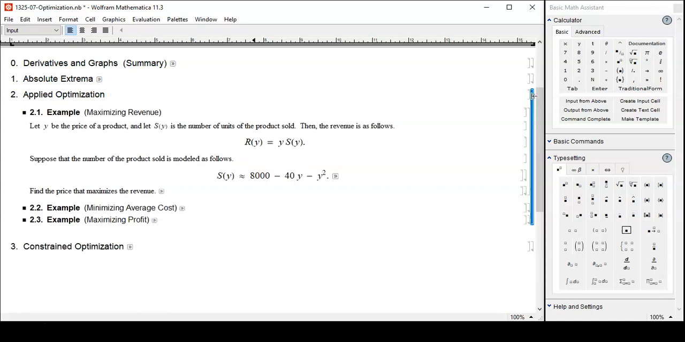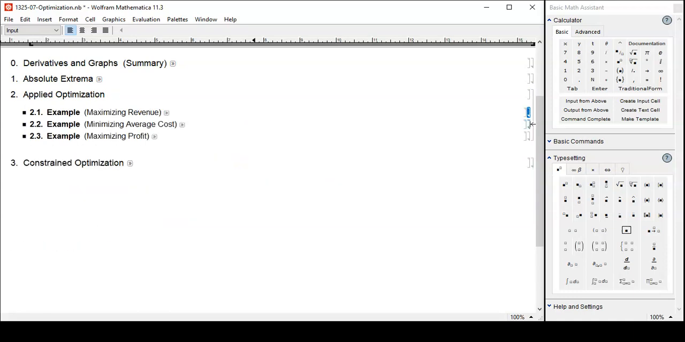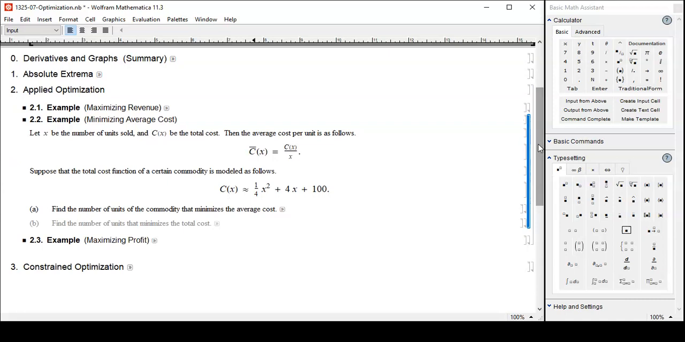Okay, let's go to the next example. Sorry about that. Wrong cell. Okay, let x be the number of units sold and C of x be the total cost. Then the average cost per unit is as follows. Now this is not the average cost, but average cost per unit. Per unit, so that's why you're dividing by the number of units. Let's suppose that cost is modeled like this. So we have fixed cost of about $100 or $100 million, whatever unit.